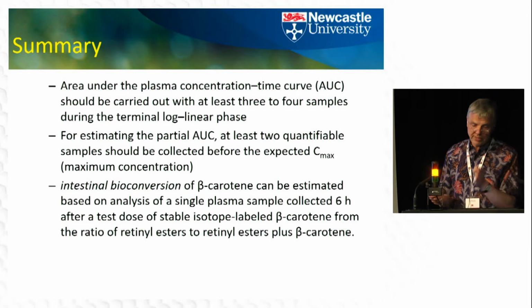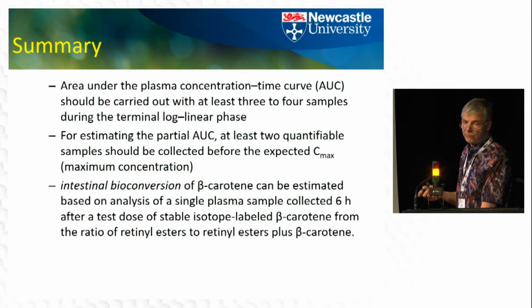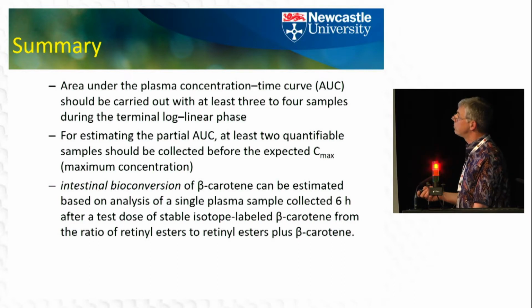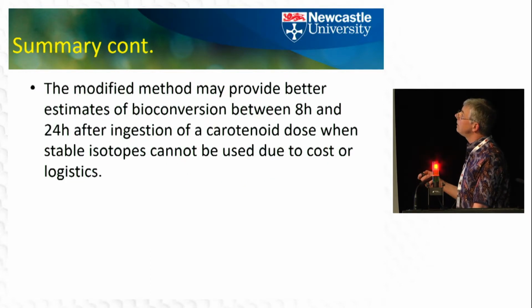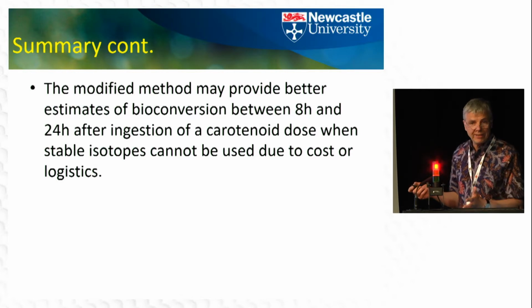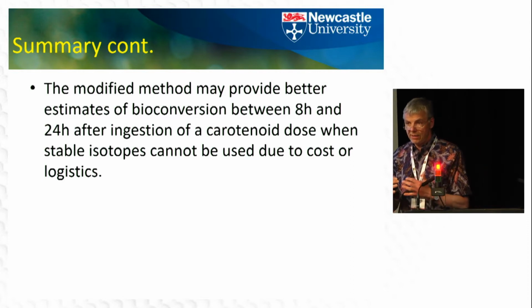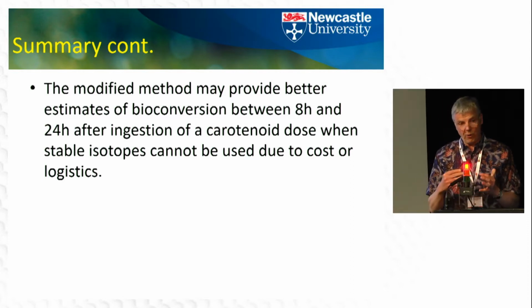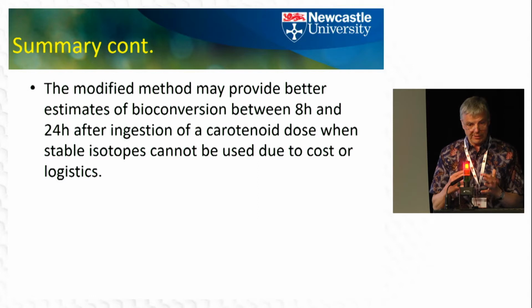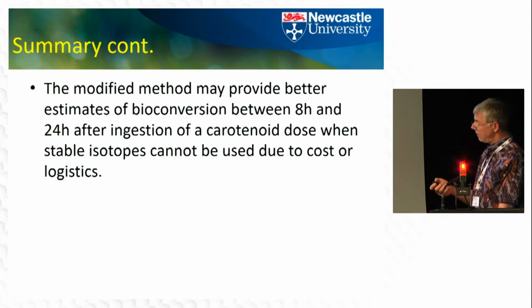So therefore, this now is an applicable analysis method that we can actually apply in field settings in lower income countries. And then finally, if you cannot afford, or for one reason or another can't use isotopes, our modified method is potentially a nice way forward to correct the area under the curve for carotenoids that otherwise slightly will overestimate the actual absorption rate.